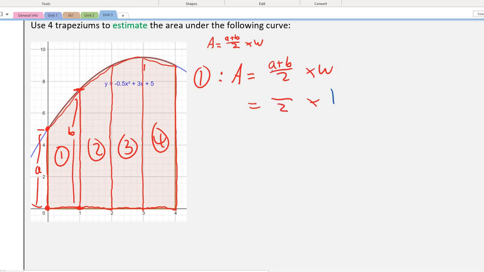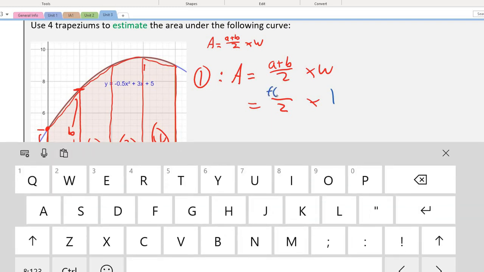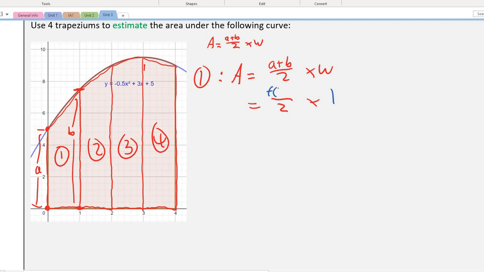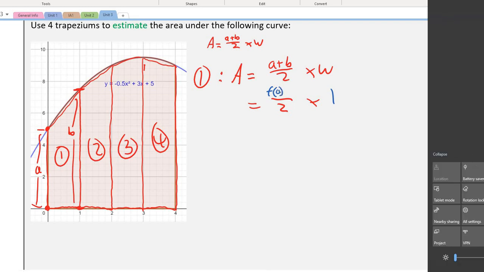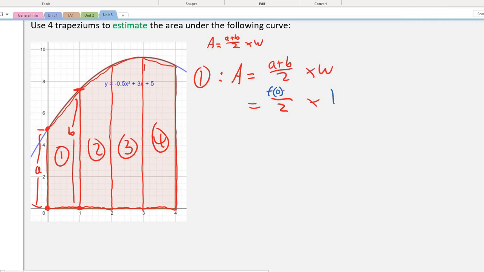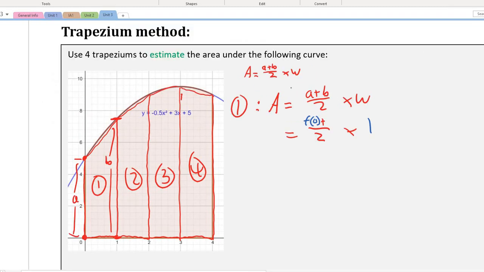My A, well, that looks like it's like 5-ish. Actually, it will be 5 if you sub in 0 to that rule. I'm not sure what that one is. It's not quite on the line. But what I do know is that if I figure out what my function f is at the x value of 0, that will give me my a measurement. And if I figure out my function at 1, that will give me my b measurement.